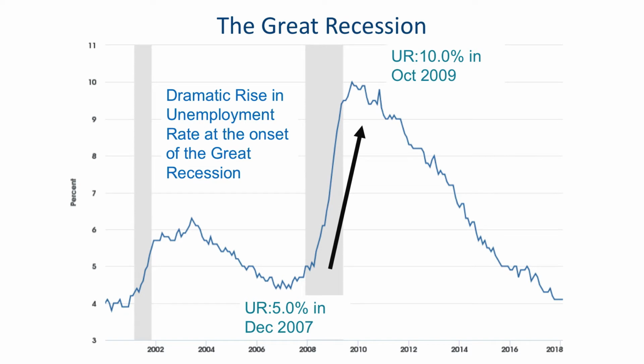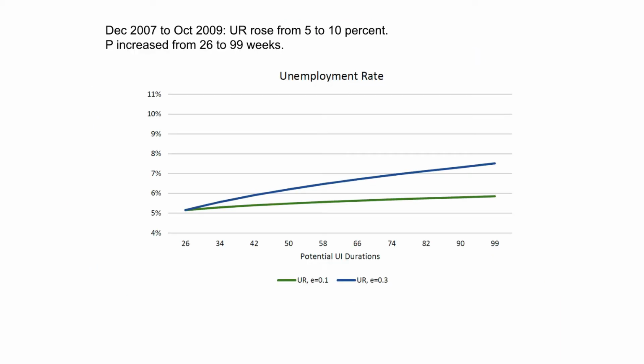This chart shows again the rise in the unemployment rate during the Great Recession. Remember that we are interested in understanding how much of this increase from December of 2007 to October of 2009 was due to the sharp increase in potential benefit durations from 26 to 99 weeks. Earlier we did some of these simulations using just a spreadsheet program. We showed that depending on what the elasticity E of unemployment durations with respect to potential benefit durations was, we can get different answers to this.